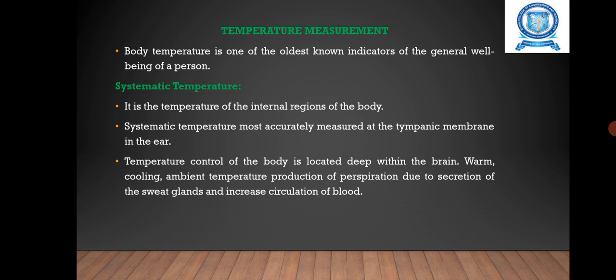Here also, the temperature control center of the body is located deep within the brain. Responses include warming, cooling of the ambient temperature, production of perspiration due to secretion of the sweat glands, and increased circulation of blood. The only deviation from normal temperature control is a rise in temperature called fever. At the beginning of a fever, the skin is often pale and dry, and shivering usually takes place, as the skin and the muscles react to the coolness. At the conclusion of the fever, as the body temperature is lowered to normal, sweating increases and body heat is eliminated.